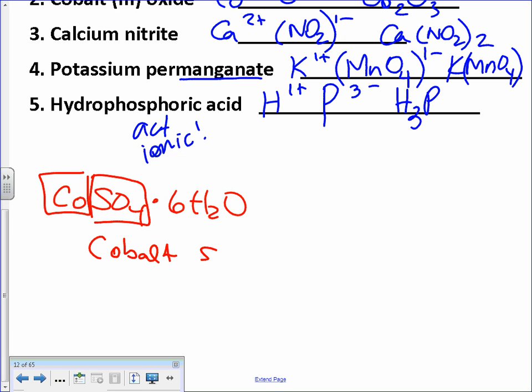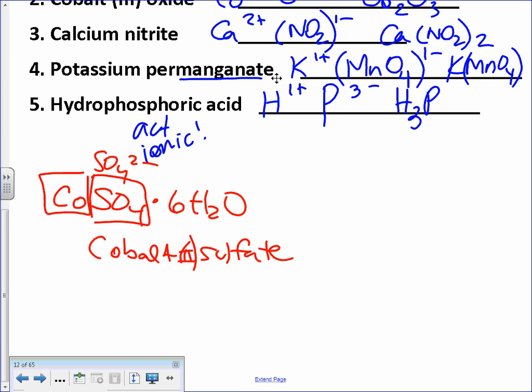Cobalt, I heard cobalt sulfate, but cobalt is a transition metal. So what's its charge? What's sulfate's charge? SO4. Sulfate is 2 minus, right? It looks like cobalt and sulfate have the same charge because they reduce down. So what's cobalt's charge? 2. Okay, so cobalt 2, sulfate.